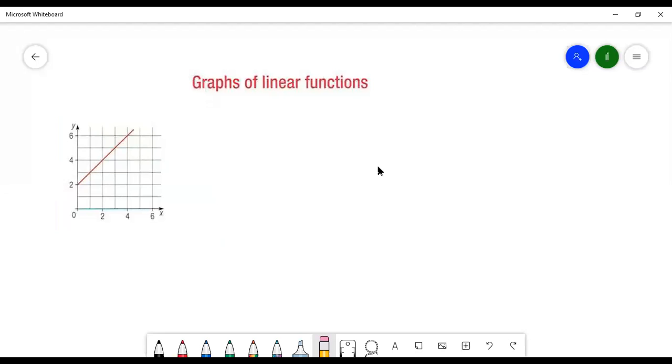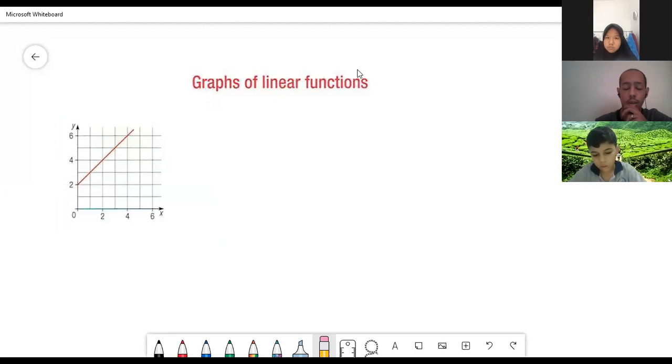Today we are going to study about graphs of linear function. What is a linear function? Who can tell me what is a linear function? Can anybody answer this? What is a linear function? Do you have an idea?